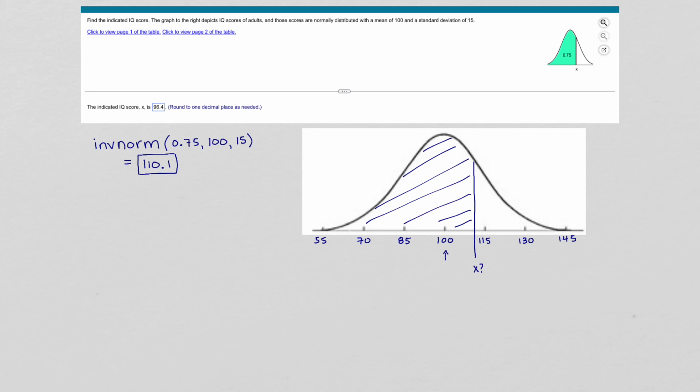But when I look at it and I say, 110, yeah, this looks like about 75%. That seems reasonable. So that's my final answer.